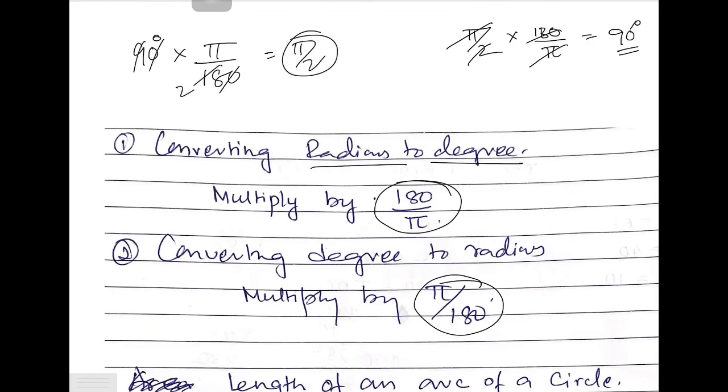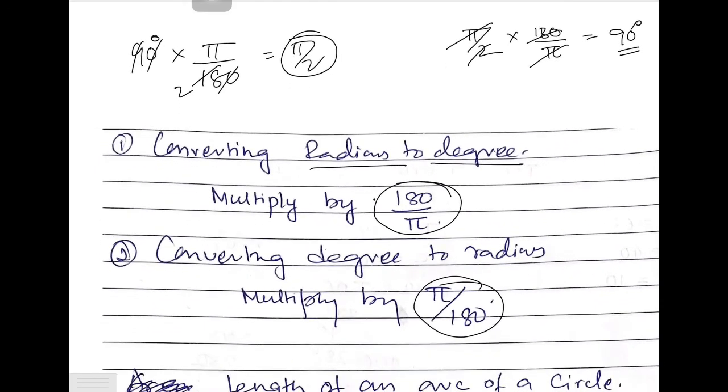So as simple as it can be, the conversion of radians to degrees and degrees to radians is indeed very, very important. We will do some sums based on this, but not today actually.